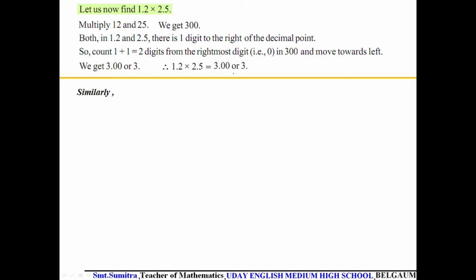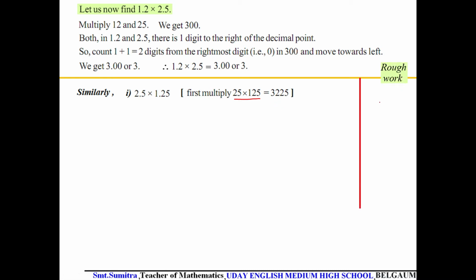Similarly, 2.5 into 1.25. First you multiply the whole numbers 25 into 125. It is 3125. I'll do rough work here. Here you observe after the decimal point 1 digit, after the decimal point 2 digits. So after the decimal point 3 digits must be there in the answer. 1, 2, 3. So you write 3.225. This is the answer. Please observe this one. The answer is 3.225.